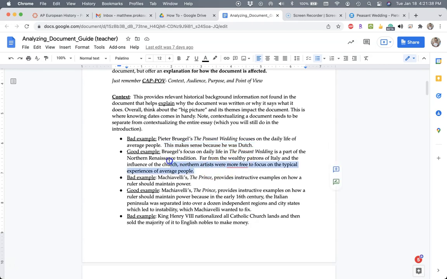What are we looking for? This is a correct example of context. Bruegel's focus on the daily life in the peasant wedding is a part of the Northern Renaissance tradition. Far from the wealthy patrons of Italy and the influence of the church, Northern artists were more free to focus on the typical experiences of average people. So I'm looking at this. This is a 2-sentence response.